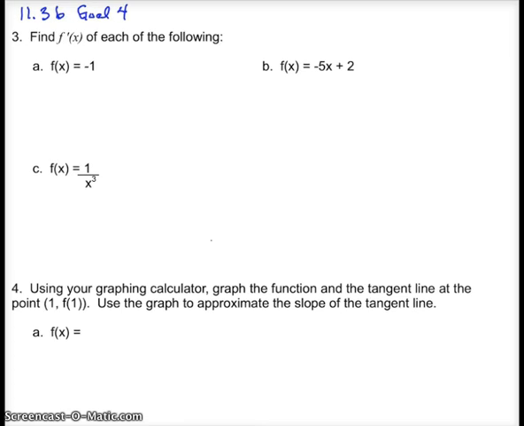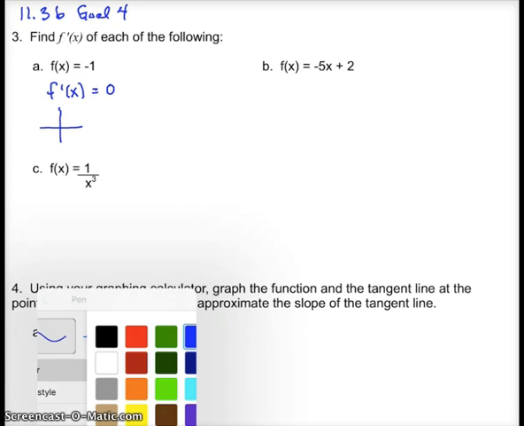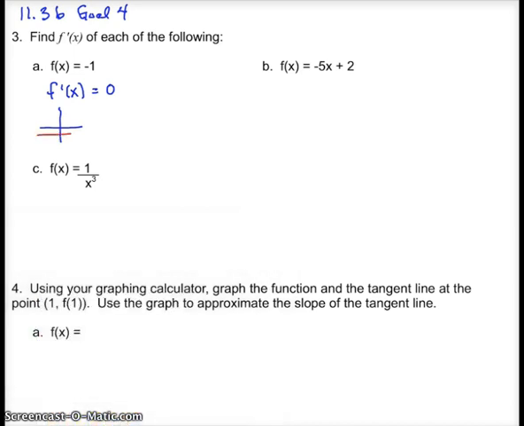All right, so quickly, the derivative of f of x equals -1, hopefully you said was 0. We know that y equals -1 is a horizontal line, and the slope of any horizontal line is 0. So the derivative of any constant will always be 0. In example B, the derivative is -5. And the slope of the tangent line formula was not necessary because this is a linear function whose slope is -5.